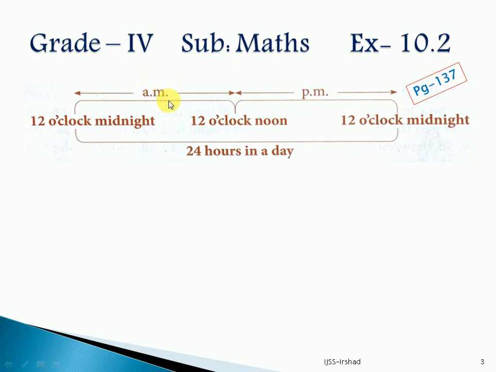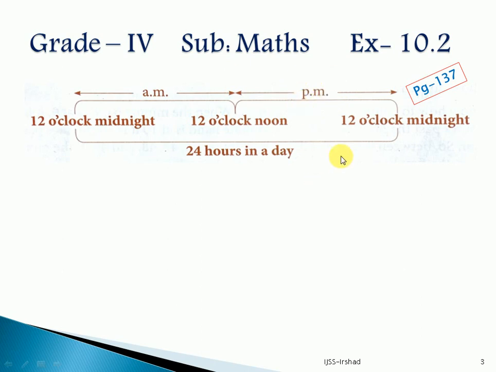AM is a short form of anti-meridium and PM is a short form of post-meridium. The time that comes after 12 midnight and till 12 o'clock noon, there we will use AM. Means in short, the time that falls between 12 o'clock midnight and 12 o'clock noon, there we can use AM. And the time which falls between 12 o'clock noon and 12 o'clock midnight, there we can use PM. The time that comes before 12 noon, there we will use AM, and the time that comes after 12 noon, there we will use PM.